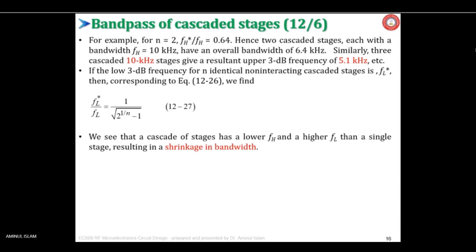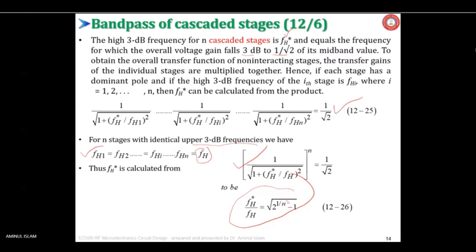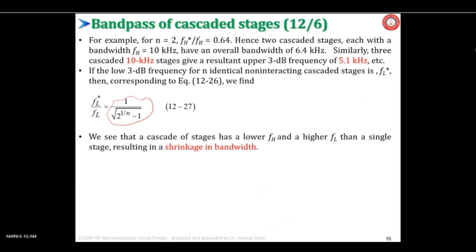If the lower 3dB frequency for n identical non-interacting cascaded stages is FL star, then correspondingly we can find this expression. See, there's a difference here. It can be calculated as 1 upon here. It was not 1 upon earlier. See that expression? In the case of FL, it is 1 upon square root of 2 to the power 1 upon n minus 1. Understood?